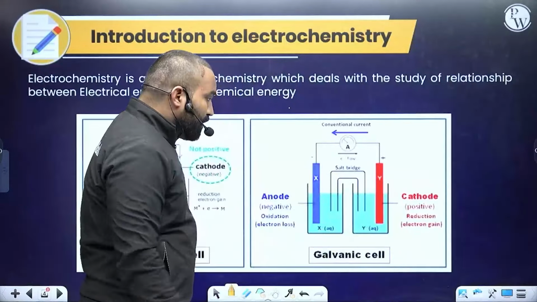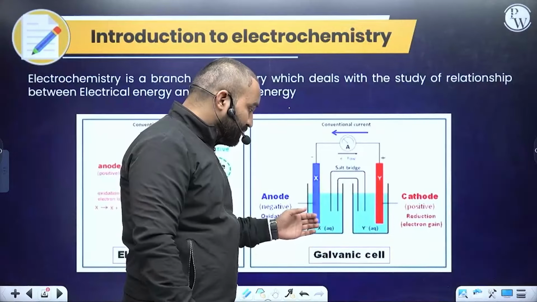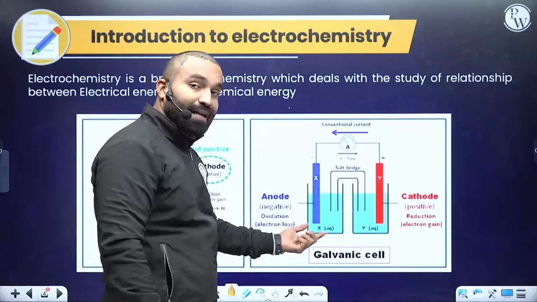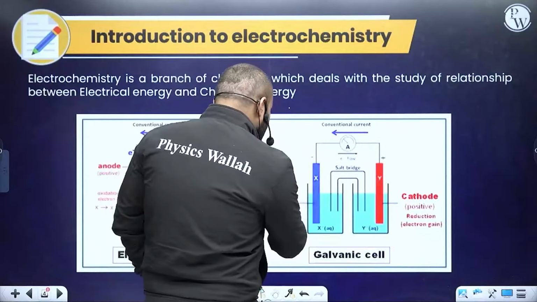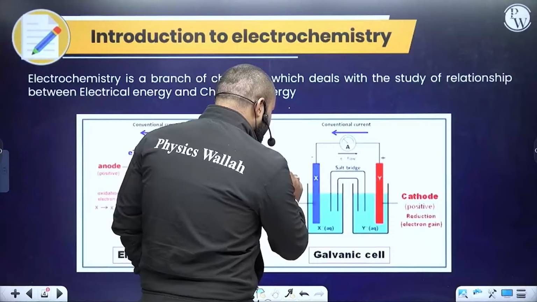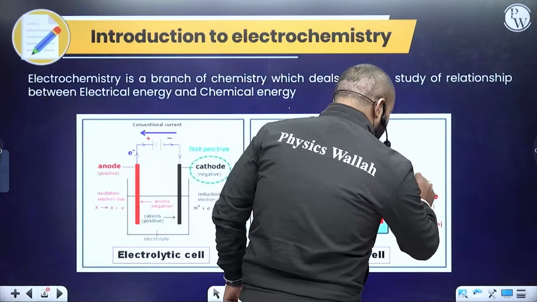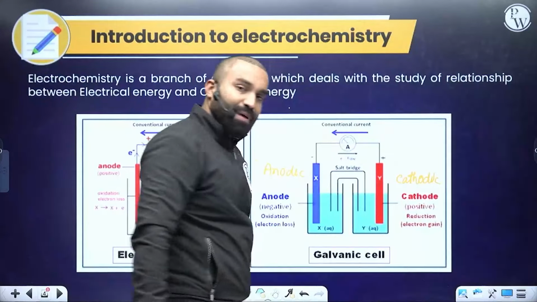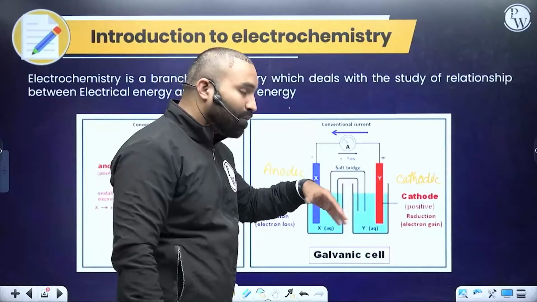Okay. There are two compartments, one on the left side and one on the right hand side. The left hand side compartment is known as the anodic compartment. Let me write it: this is the anodic compartment, and the right hand side compartment is the cathodic compartment. Make sense? Okay. Now what happens on the anode? What happens on the cathode?